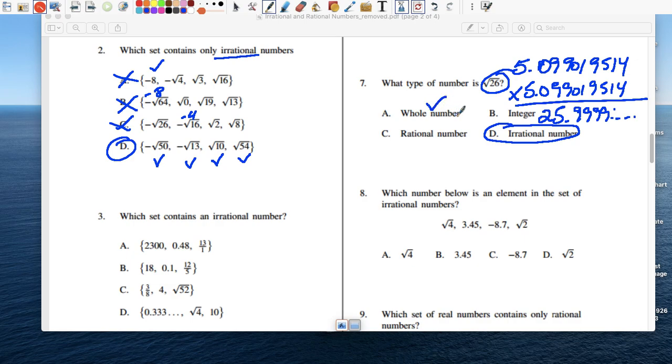It's definitely not a whole number. It's definitely not an integer, right? Because it's a decimal that goes on forever, right? And then, sorry, it's not 25.99999. The end numbers will be whatever. So let me just see.